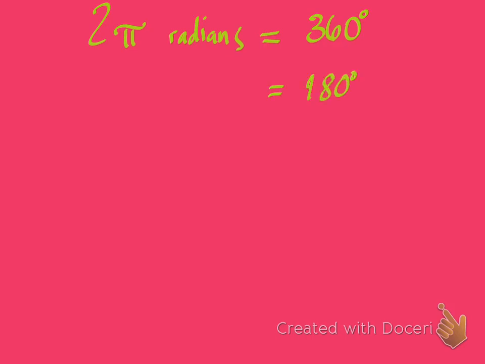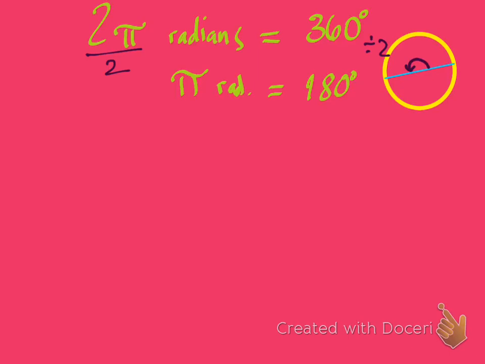Well, what about half a circle then? What about some other angle measurements? You know, half a circle. What's that in radians? Well, just divide both sides by 2, right? And you get pi. Pi radians is 180 degrees. Pi is half a circle.